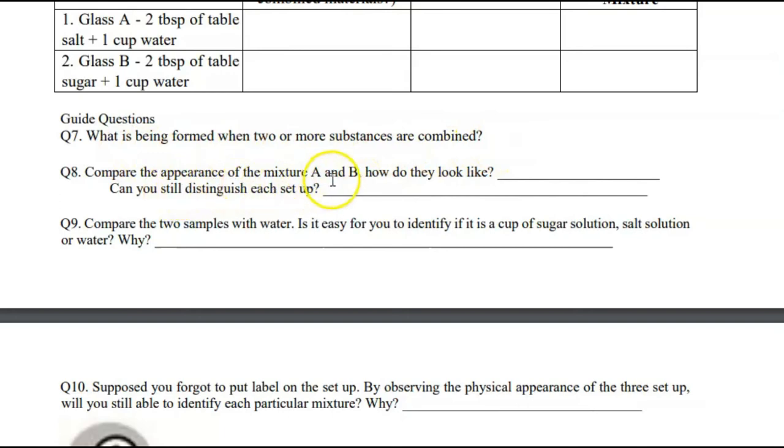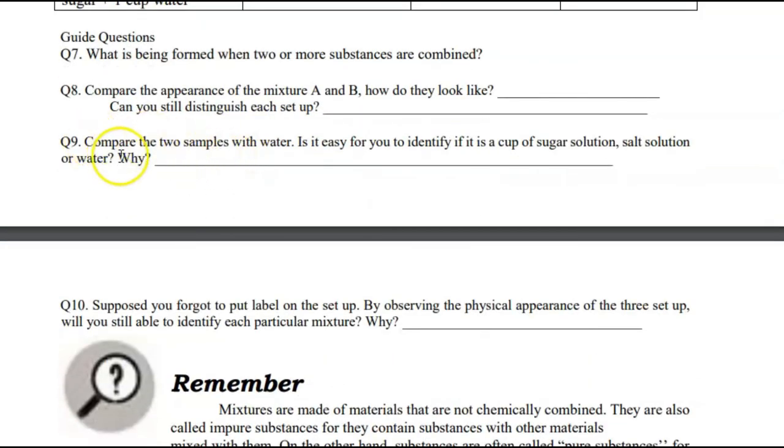Compare the appearance of the mixture A and B. How do they look like? Paano sila nagkapareho? Can you still distinguish each setup? Yes or no? Alam mo pa ba kung nasaan yung may salt at kung nasaan yung may sugar? Question number 9. Compare the two samples with water. Is it easy for you to identify if it is a cup of sugar solution, salt solution, or water? Why?